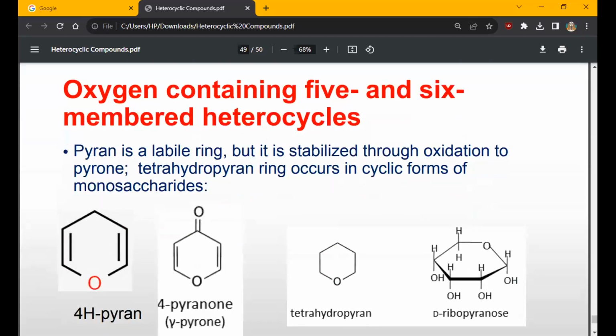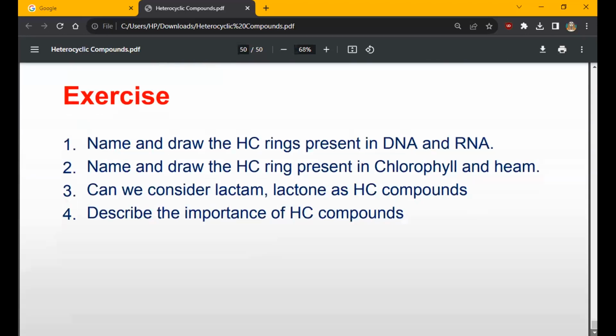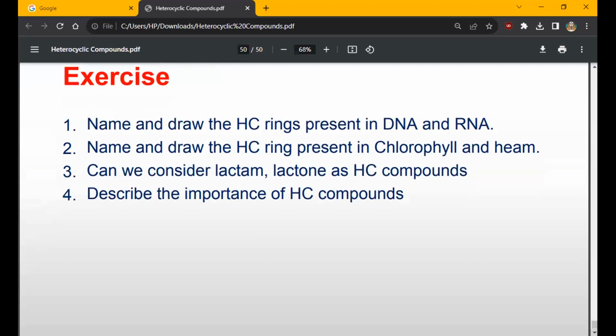Then we have the 6-membered ring, like pyran. Pyran is a labile ring, but it is stabilized through oxidation of pyrone. So it occurs in cyclic forms of monosaccharides. We see this is tetrahydropyran, present now in D-ribopyranose. Also, we see the sugars, we've learned this in biochemistry. Then, now we've completed heterocyclic rings. We can move to carboxylic acids and their derivatives.